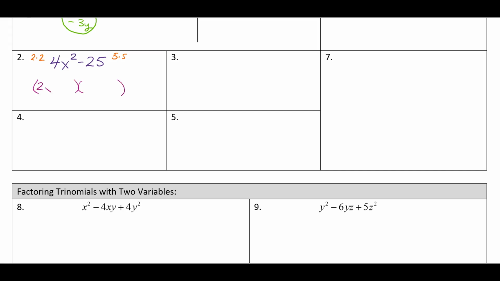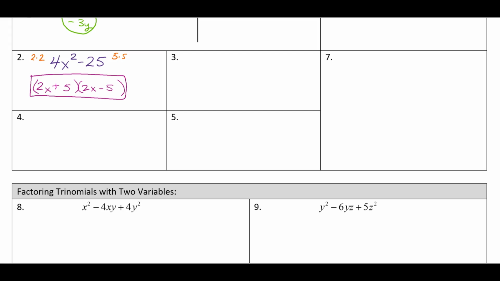into 2x times 2x. This is actually the second sign, the sign on the constant, which means it's plus and minus, and then 5 and 5. And notice when we check it back, we have 10x minus 10x, which is 0. So we know this is correct, and this would be our set of factors.